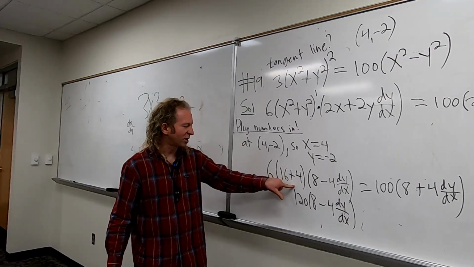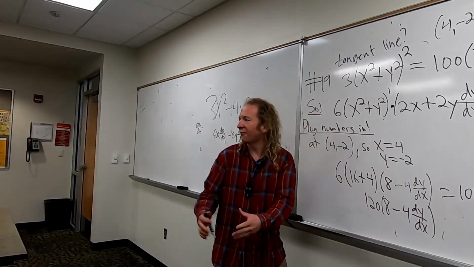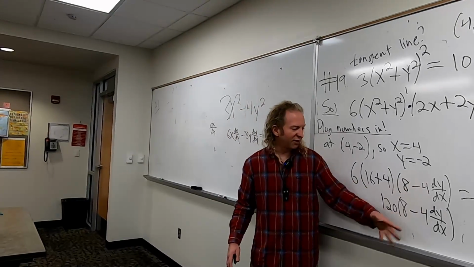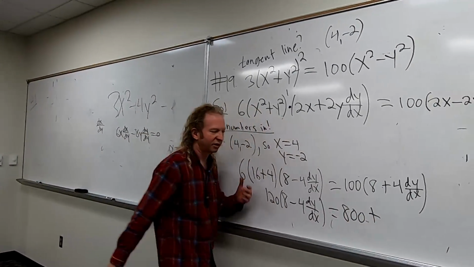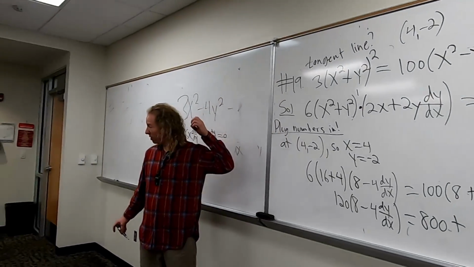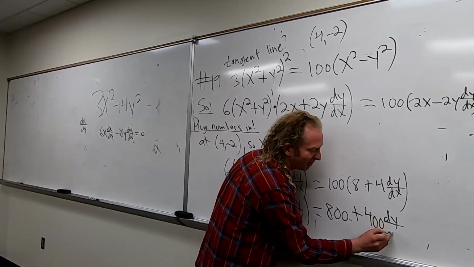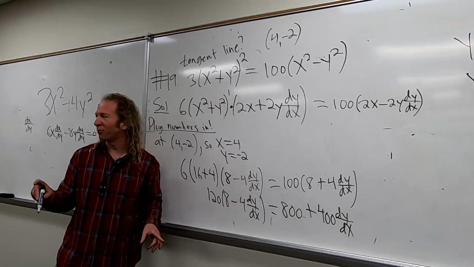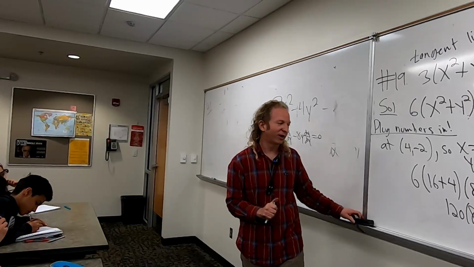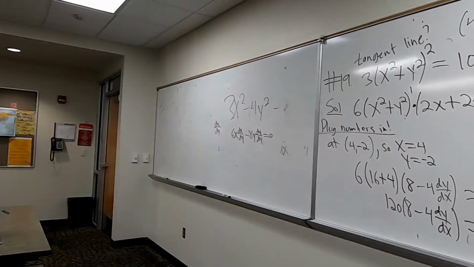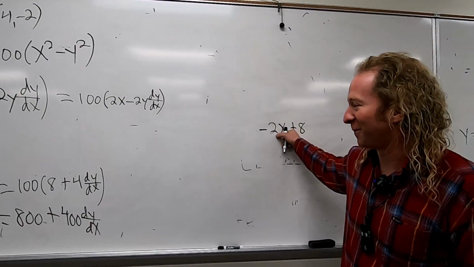Right. So 6 times 20 is 120 because that's 20. And I'll go ahead and distribute the 100 here because we have to solve for dy dx. So we have to eventually distribute. So this will be 800 plus 400. Wow, 400. I think the answer is 11 over 23, but I might be wrong. I think the slope is 11 over 20. We'll see if I'm right. If I am right, that's kind of sad that I have it memorized, but we'll see.